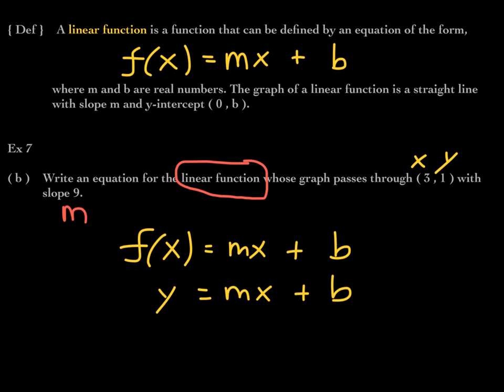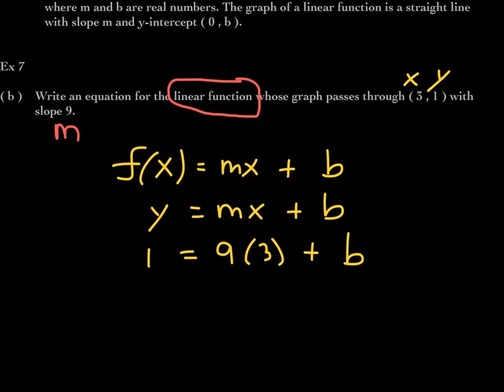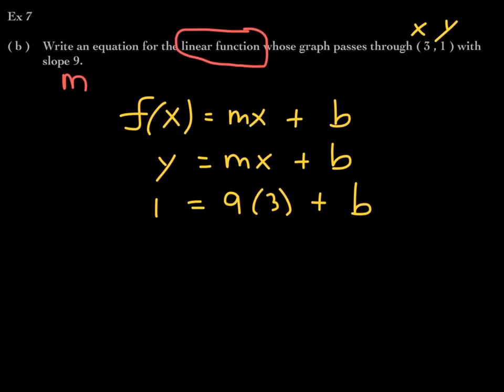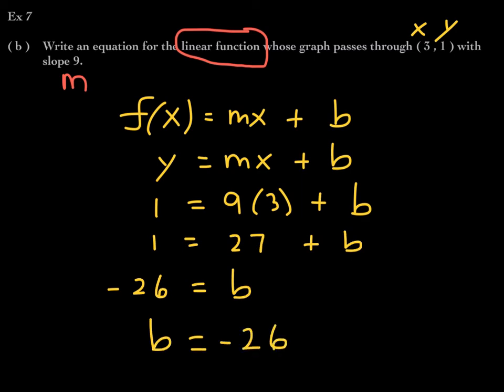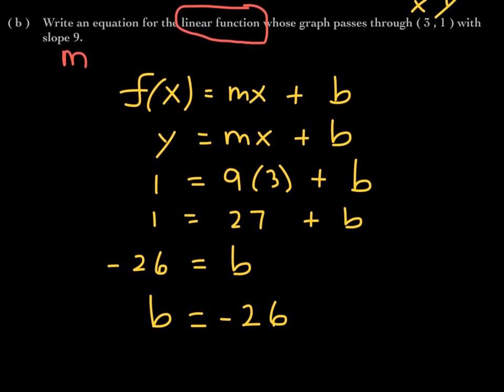So this would be 1 is equal to 9 times 3 plus b. We don't know what the y-intercept is just yet. And let's solve for b. So 1 is equal to 27 plus b. When you subtract 27 from both sides, you get negative 26 is equal to b. Your y-intercept is negative 26. That was the missing piece. We needed what b was, and now we have it. So now we can write down our final answer.